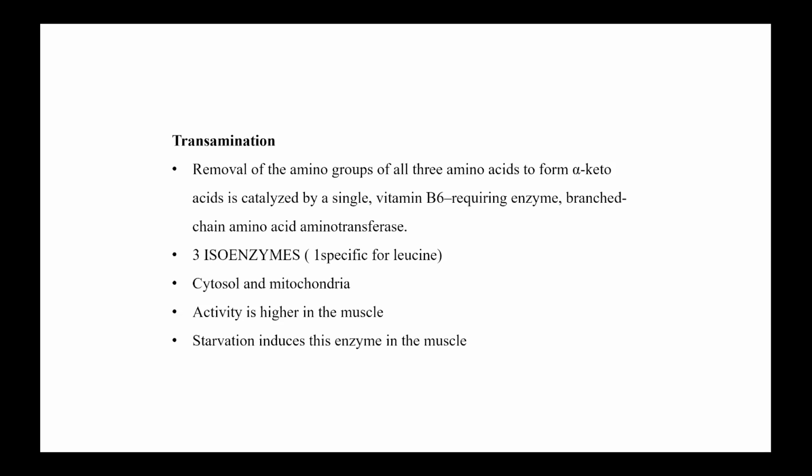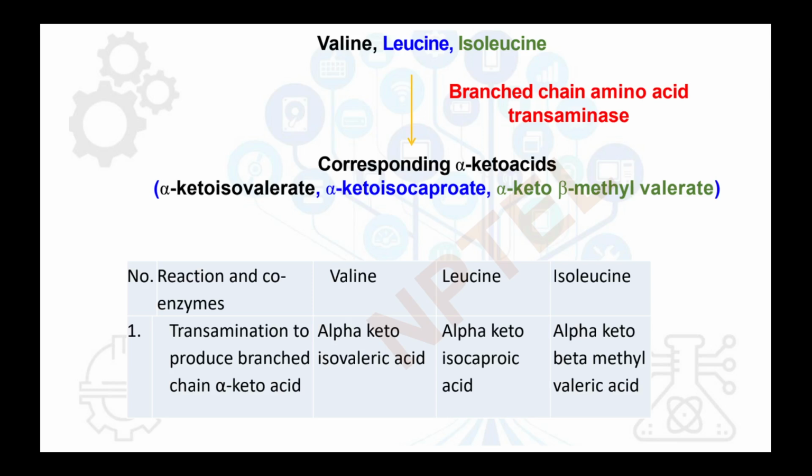Activity is higher in the muscles, and starvation induces this enzyme in the muscle, because during starvation we have to push the carbon containing compounds towards glucose formation. So during starvation, all these amino acids are catabolized to enter some glucogenic and ketogenic pathways so that they can produce energy in some way or the other. So this is the first step.